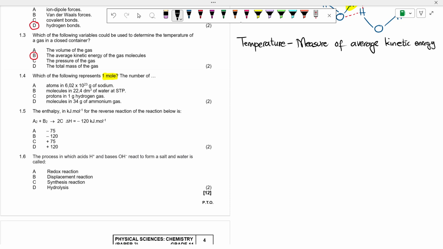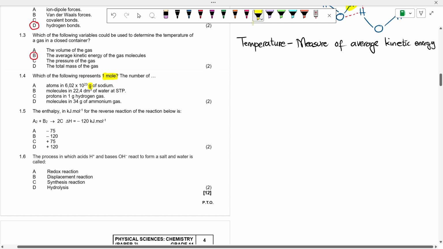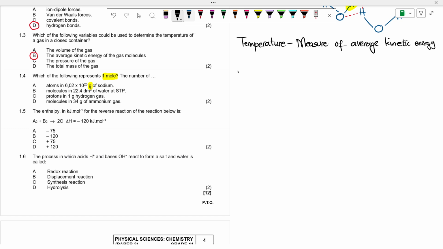So the first one says atoms in 6.02 times 10 to the power 23 grams of sodium. Is that 1 mole? So they gave you 6.02 times 10 to the power 23 grams. What quantity is that? Isn't it Avogadro's constant? Yes, but what quantity? For particles. I'll say no, because we have to check the units. Wait, so is it B then?